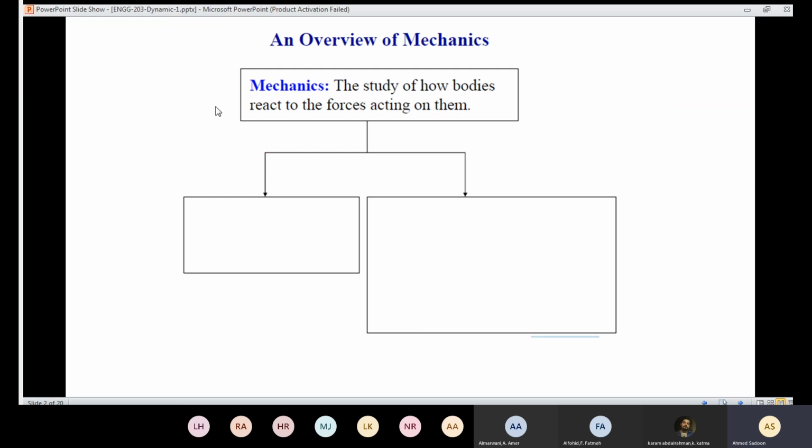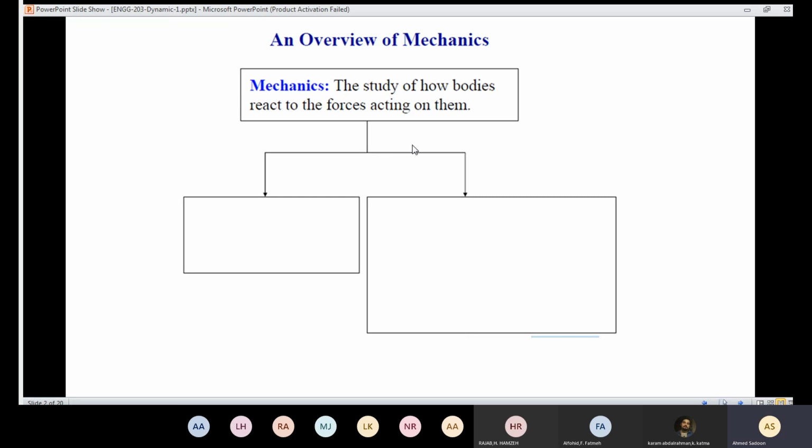We talked about mechanics, and we said that mechanics is the study of how bodies react to forces acting on them. So the purpose of mechanics: we know that in nature, bodies are going to be subjected to forces, especially if I'm going to build something, whether it's a car, machine, building, etc. They are going to be subjected to forces. So we need to know how to handle those forces. And this is mechanics.